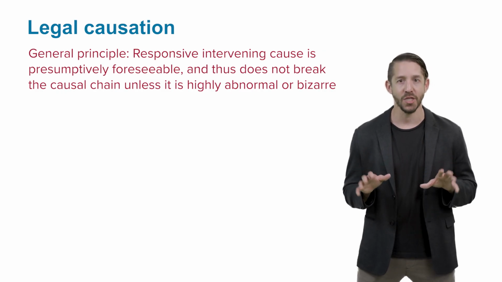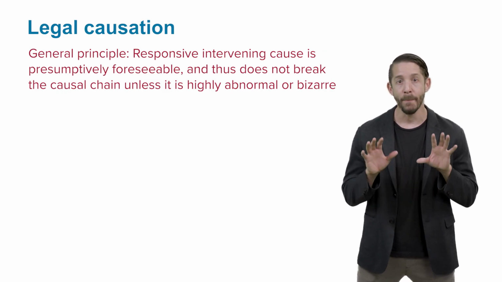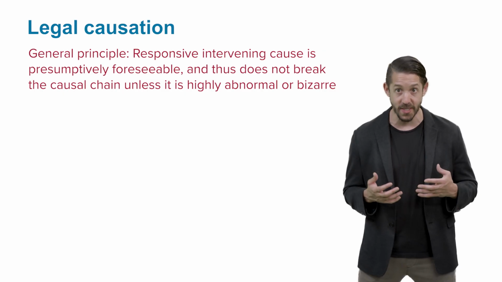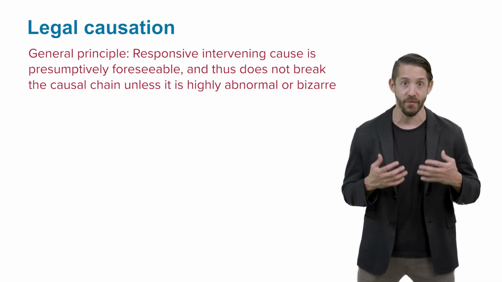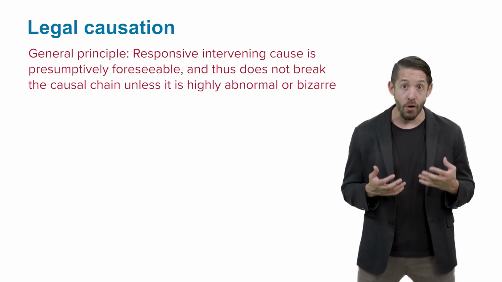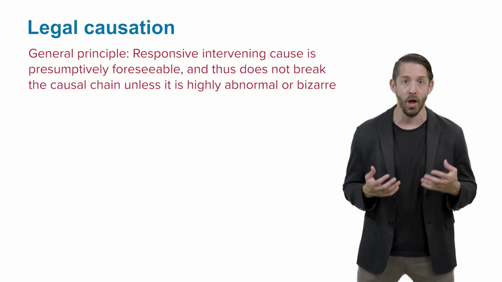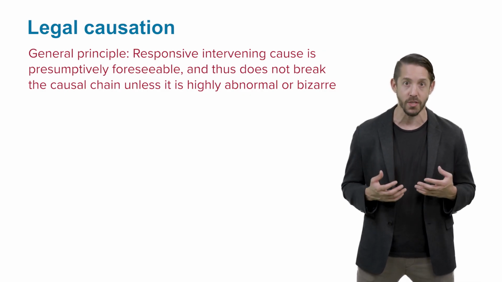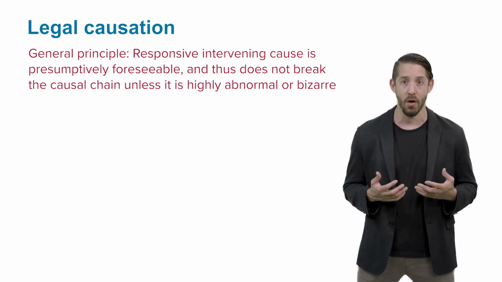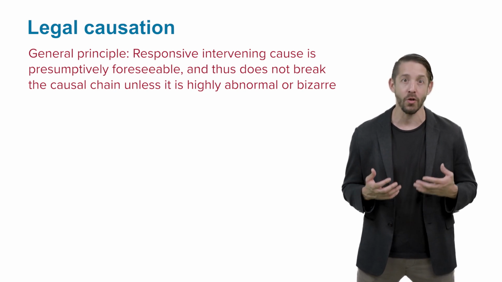The underlying rationale for this rule is simple. Because the defendant is responsible for the presence of the responsive intervening force in the first instance, it's fair to hold the defendant liable for the harm caused by that responsive intervening force, unless it was so out of the ordinary that it would be unfair to hold the defendant liable for the harm.